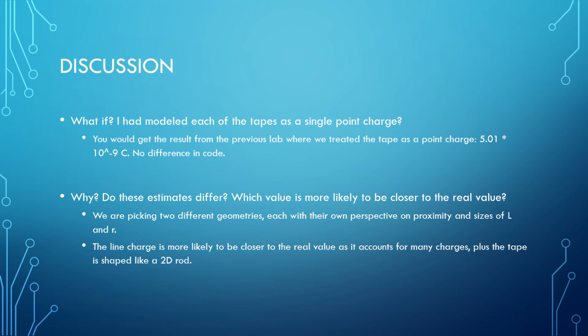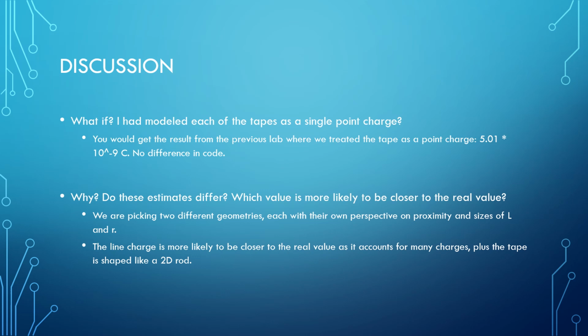So why do these estimates differ? Which value is more likely to be close to the real value? I'd say these estimates differ because there are two different geometries and two different formulas, honestly. When you take a point charge, everything's just kind of one ball. With the line of charge, it can be evenly distributed across, and because there's a length to it, the electric field can vary depending on where you are on the length.